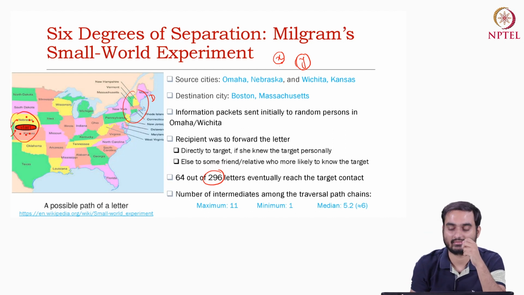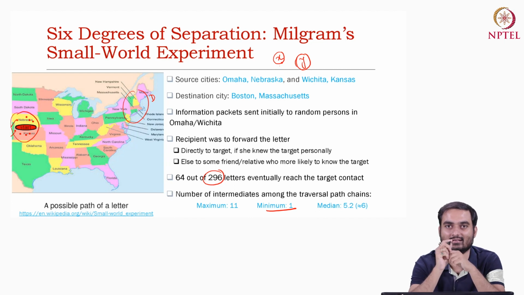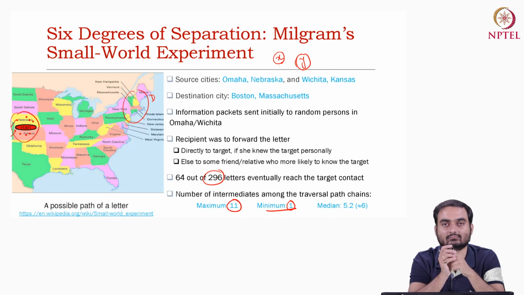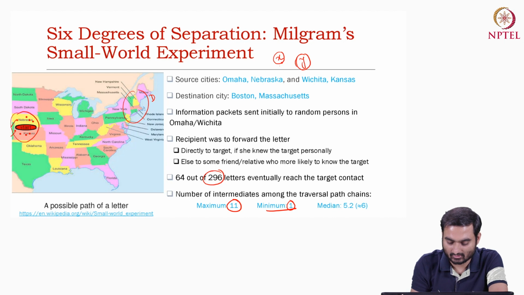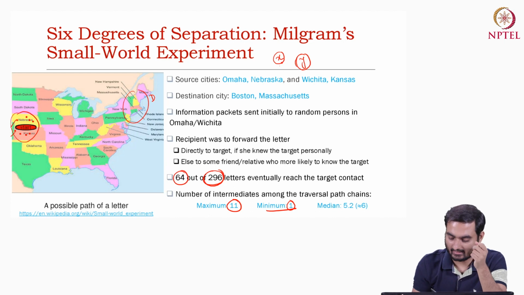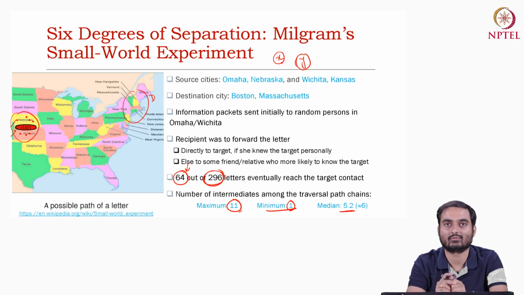Now, it turned out that there was at least one individual who knew the destination address directly, and he directly sent the letter to the destination. Therefore, the minimum hop required to send the letter was 1, and the maximum hop required to send the letter to the destination is 11. Out of 296, only 64 letters reached the destination, and in these 64 cases the minimum was 1, the maximum was 11 and the median was 5.2.